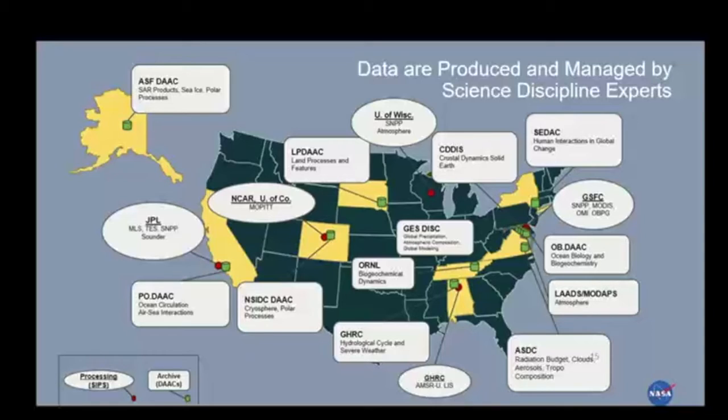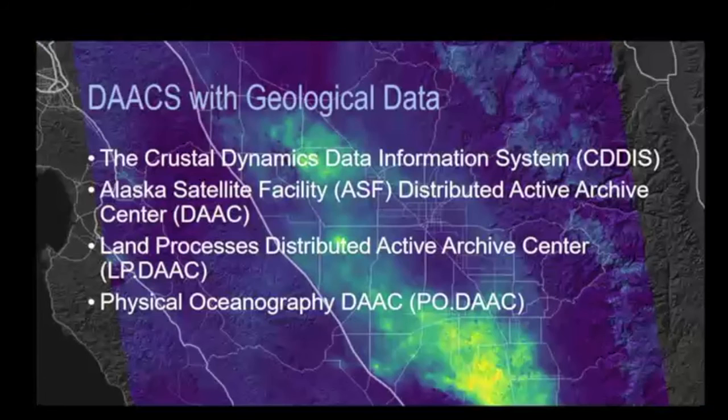The DAACs, or the Distributed Active Archive Centers, process, archive, document, and distribute Earth data from all our satellite, airborne, and field campaigns. They also assist users in selecting and obtaining data. They provide access to data handling and visualization tools. They notify users of data-related news. They provide technical support. They are happy to answer your questions. And the other thing about DAACs is they're organized by scientific discipline, so they have experts who will work with scientists in those disciplines. So we have four DAACs that are of special interest to geologists.